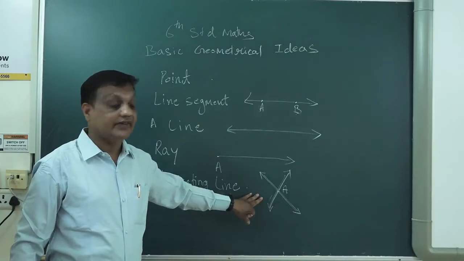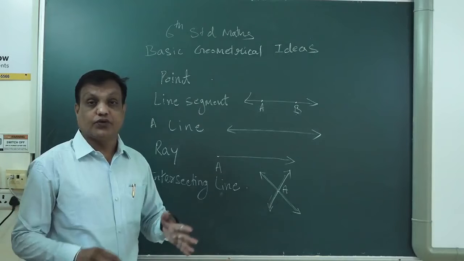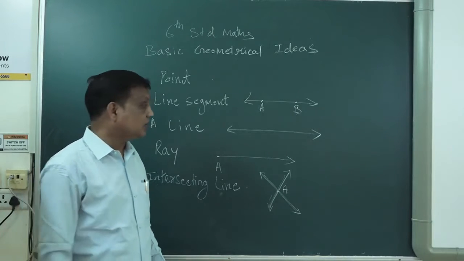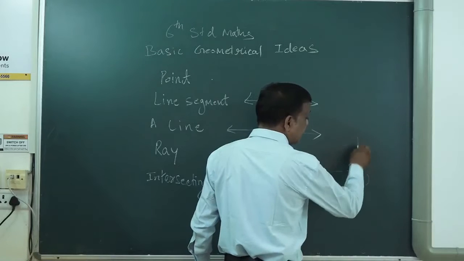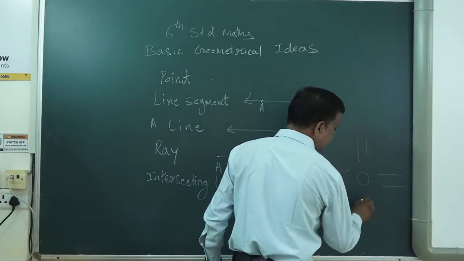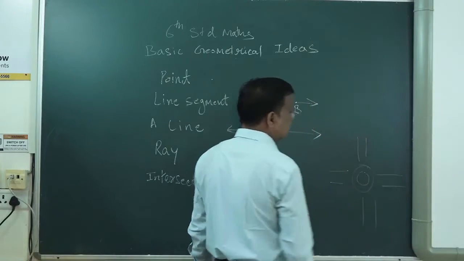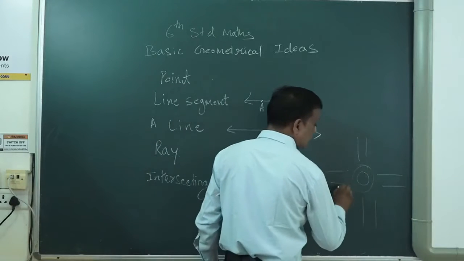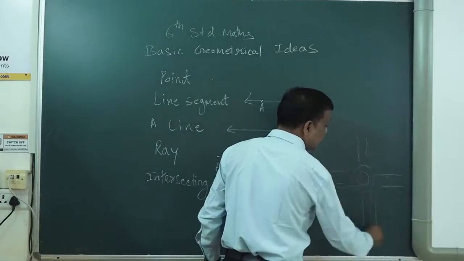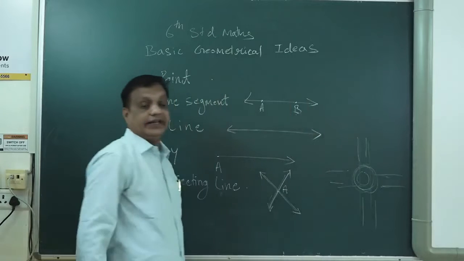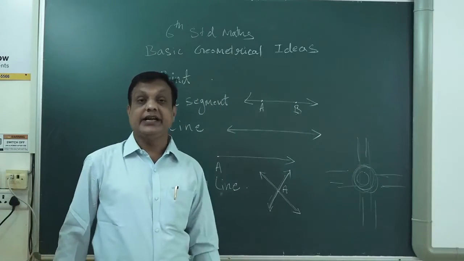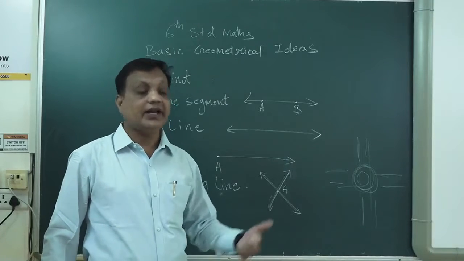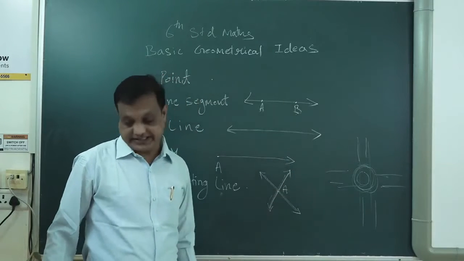You can see an example of a chaurasta, 4 roads, a square we can say. How is the chaurasta there? Suppose one road is coming from here, one road is here, one road is here, and one road is here. So this point is called the intersection, where this road and this road are intersecting. So you can take the example of a chaurasta. That is called intersecting.